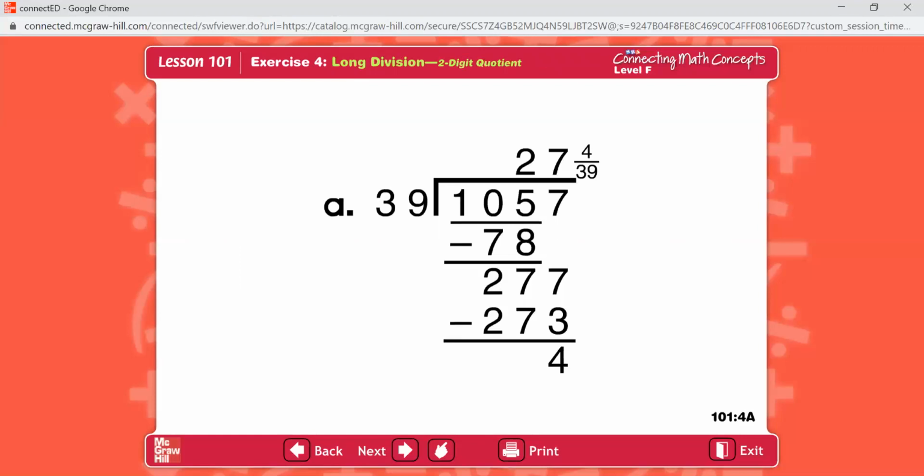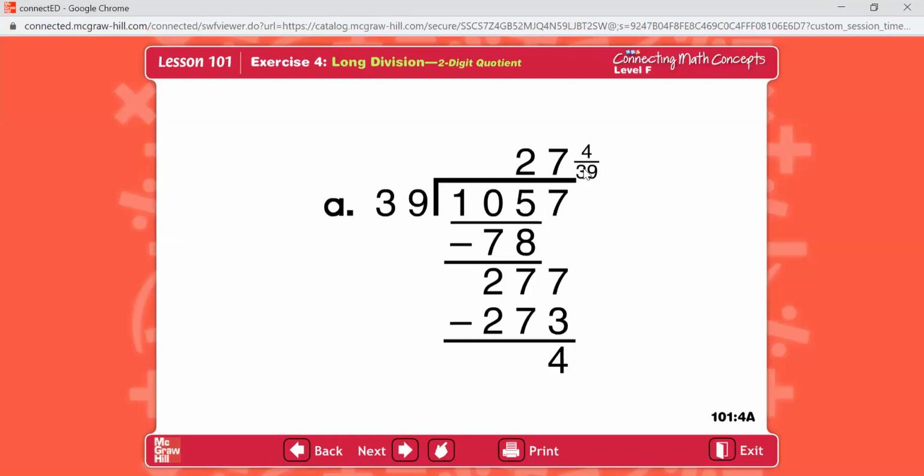The first division problem you worked, 105 divided by 39. The first digit of the answer is 2. You brought down the 7. The second division problem you worked is 277 divided by 39. The second digit of the answer is 7. The answer to the whole problem is 27 4/39.